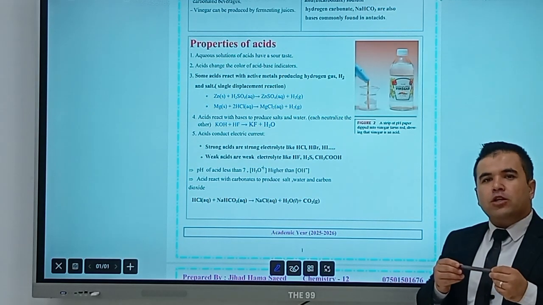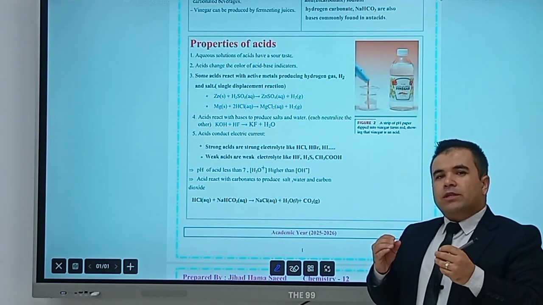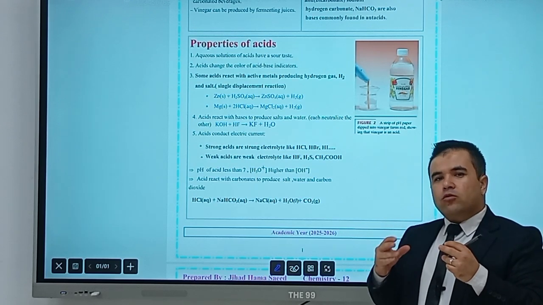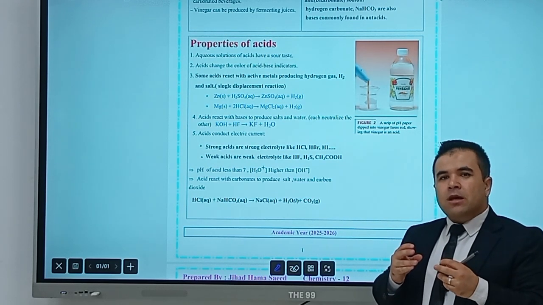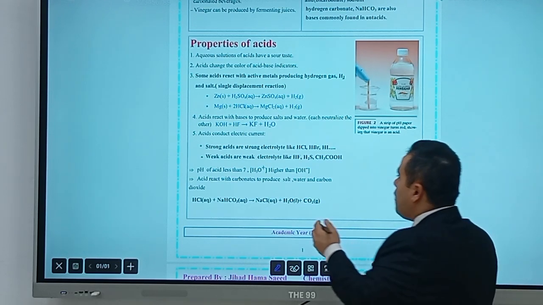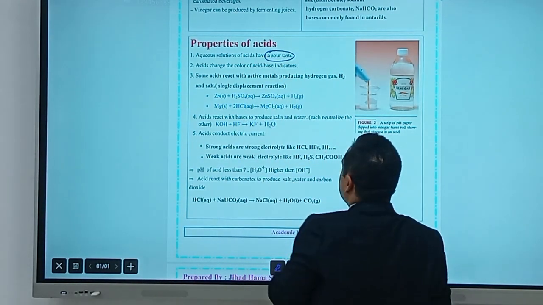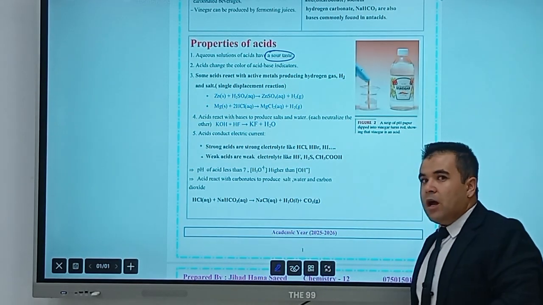So the first property of the acids, guys, is that whenever we want to test the acidic solution or the acids, the solution tastes sour. So they have a sour taste.